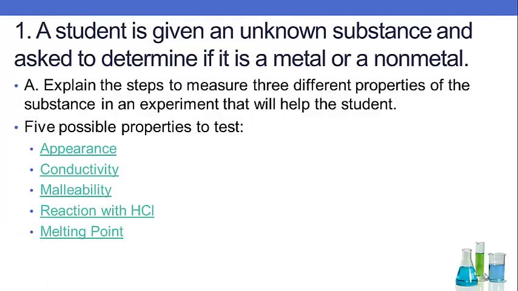First question asks us to identify an unknown substance to determine if it is a metal or a non-metal. So explain the steps to measure 3 different properties of the substance in an experiment that will help the student identify the sample. So there's 5 possible properties to test. We could test appearance, conductivity, malleability, reaction with hydrochloric acid, and melting point.